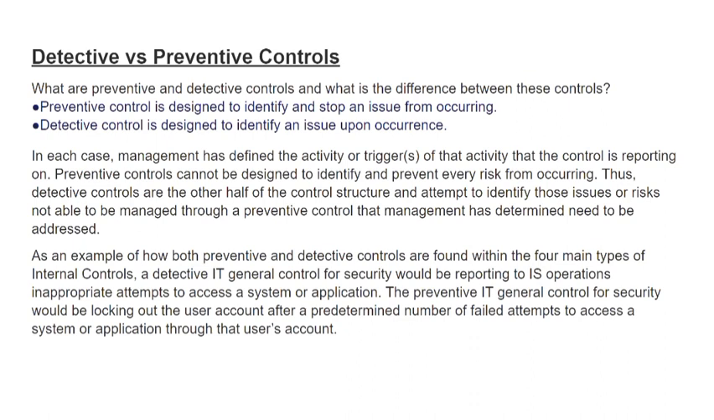As an example of how both preventive and detective controls are found within the four main types of internal controls, a detective IT general control for security would be reporting to IS operations inappropriate attempts to access a system or application. The preventive IT general control for security would be locking out the user account after a predetermined number of failed attempts to access a system or application through that user's account.